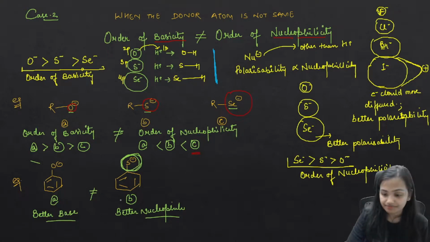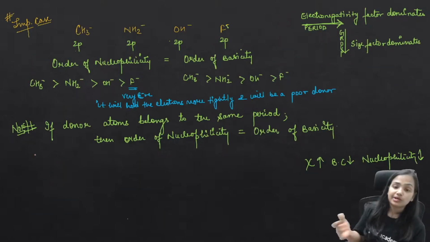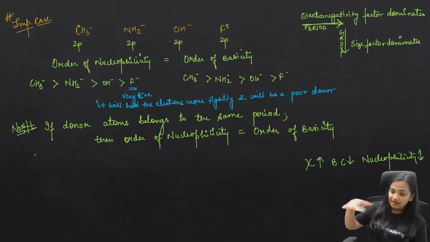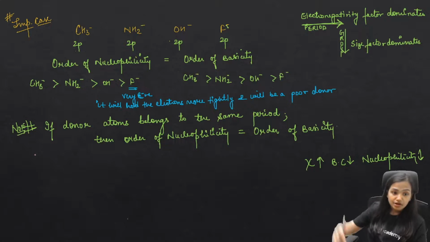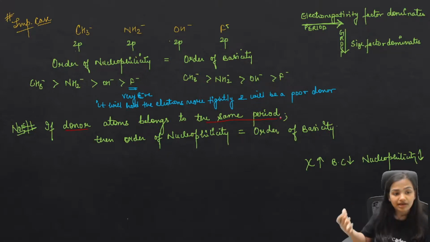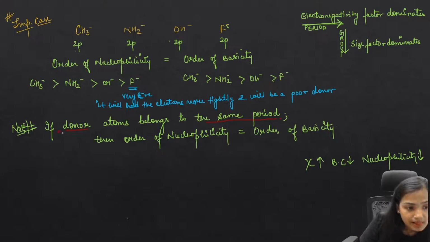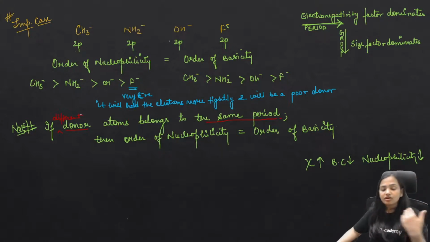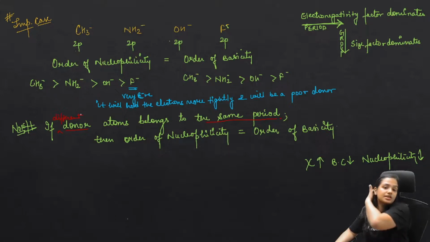Okay, the same thing I discussed there. Now the next important case which I have taken is when the different donor atoms belong to the same period. If different donor atoms belong to the same period, then the order of nucleophilicity and basicity becomes the same.